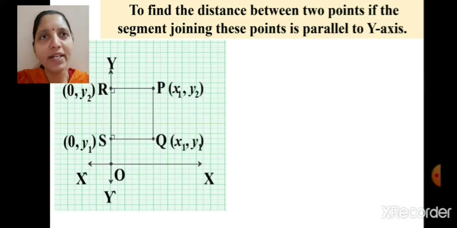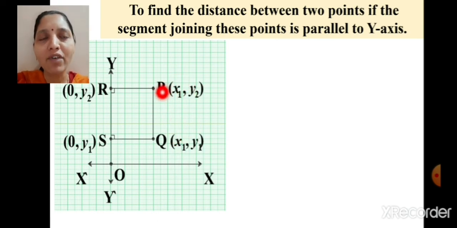Now let's see how to find the distance between 2 points if the segment joining these points is parallel to the y-axis. Here I have considered point P and point Q. If you join these 2 points, you will get segment PQ. This segment PQ is parallel to the y-axis. So the x coordinates of these 2 points will be equal.